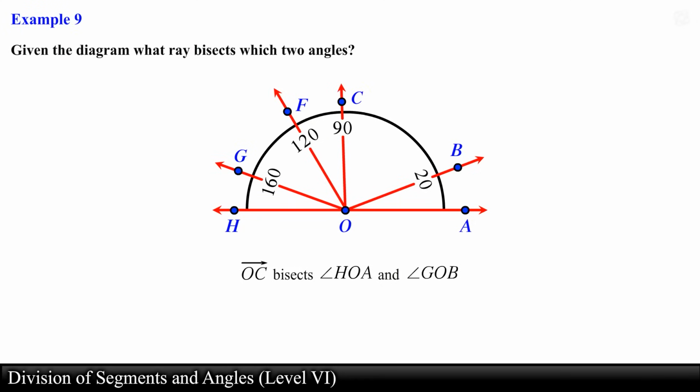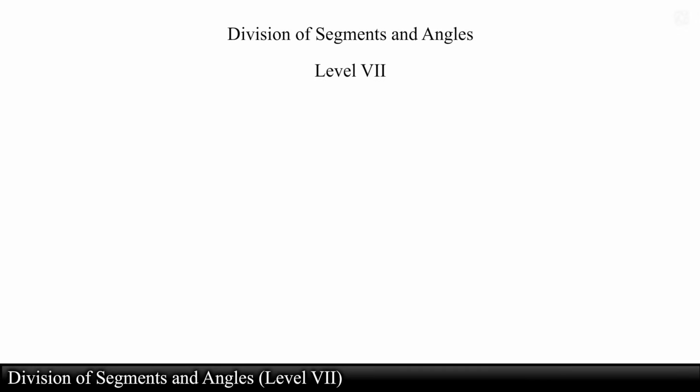In our next video, we will go over more challenging examples involving angle bisectors and angle trisectors. Division of segments and angles, Level 7. In this video, we will go over slightly more challenging examples involving angle bisectors and angle trisectors. Let's take a look at the first example.